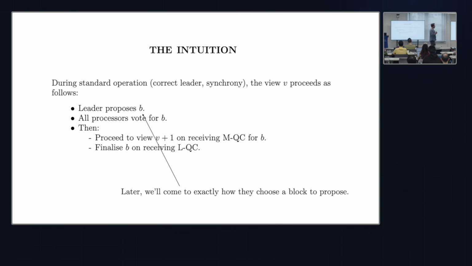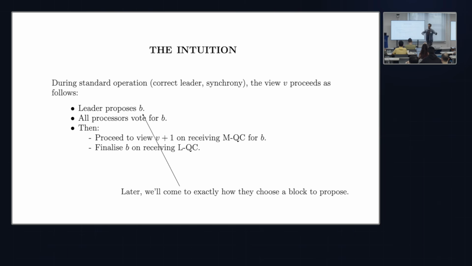First of all, let's think about how the protocol behaves under standard operation, when the leader is correct and we're in synchrony. Here it's extremely simple. The leader will just propose a block B. All the other processors will vote for B. Obviously we have to come later to exactly how the leader proposes B, when other processors will vote for it, and so on, but we'll fill in those details. That's basically all that happens. Then you proceed to the next view on receiving the MQC, and you finalize on receiving the LQC, the larger quorum.